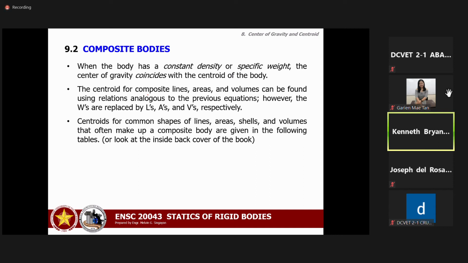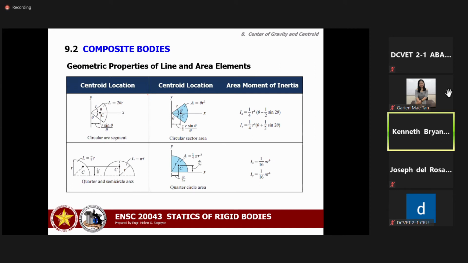So the values, or the formulas shown here in these tables, are from the table on the inside back cover of your book. These are the common geometric properties. The area moment of inertia, you can ignore it for now, since it will be discussed in chapter 10. So we'll just focus on these formulas.